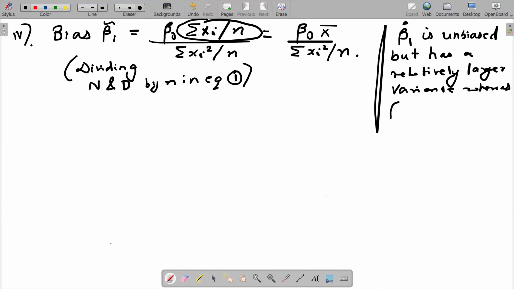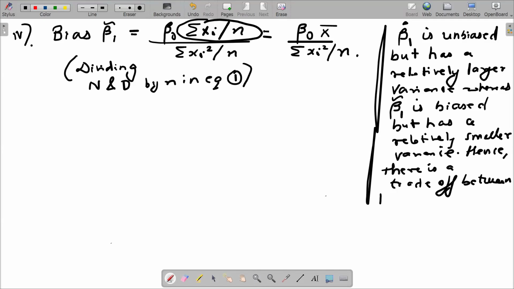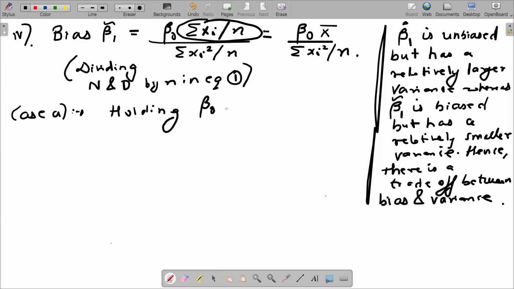Whereas beta 1 tilde is biased but has a relatively smaller variance. Hence, I can say there is a trade-off between bias and variance. You can see that there's a trade-off between bias and variance. Now, if I look at case 1, case A, holding beta naught and summation xi square by n constant.